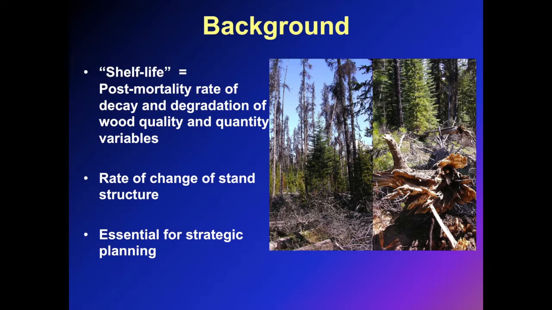It also affects the rate of change in stand structure. So not only are the trees themselves being affected as they change from living to dying to dead, but also as they start falling out of the canopy, there are impacts on the vertical structure, which has a number of effects, things like wildlife habitat and fire susceptibility and other things. So having this knowledge about what happens after the trees die is important for strategic planning, not only around salvage harvesting, but also around land use plans and fire protection.